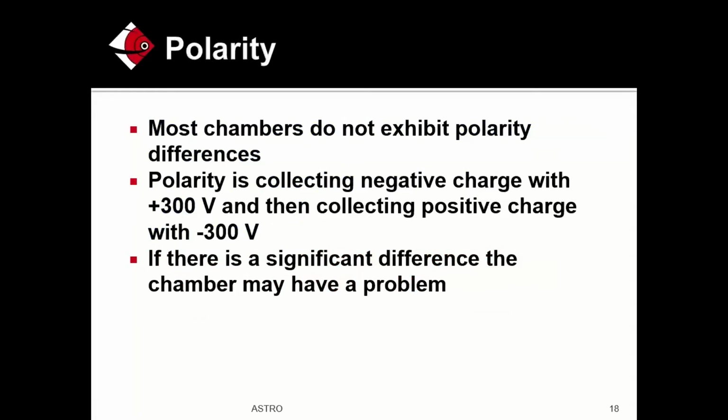Polarity. Most chambers do not exhibit polarity differences. As a matter of fact, if you have a chamber that didn't in the past and you see some problem with it, something's gone wrong. You might have dust, you might have problems somewhere along the chamber. Check it out. Maybe you have to get it changed, looked at by the manufacturer, whatever. But anyway, the polarity is collecting negative charge with plus 300 volts, and depends on the electrometer if it's a plus or a minus there, and then collecting positive charge with negative. In other words, positive and negative charges. If there's a significant difference, the chamber may have a problem, as I mentioned.